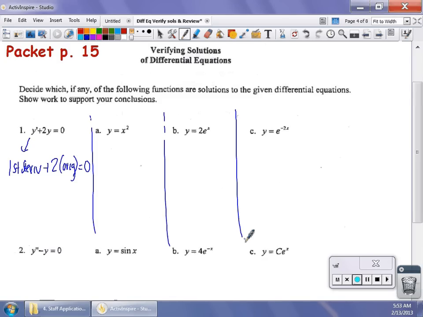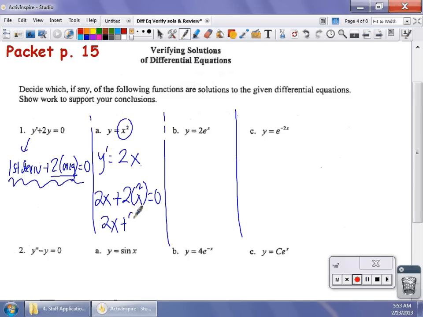So the first thing it tells me I need to figure out, well, I have my original function right here. My original function is x squared. So I'm going to find the first derivative. So y prime is equal to 2x, and the original function is x squared. So here's the test over here. It says take your first derivative, which is 2x. It says multiply 2 times the original function, so plus 2 times x squared, and see if you get 0. Well, 2x plus 2x squared is not equal to 0. So this is not the solution to that differential equation.